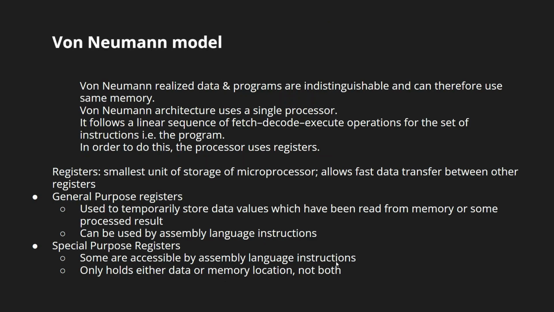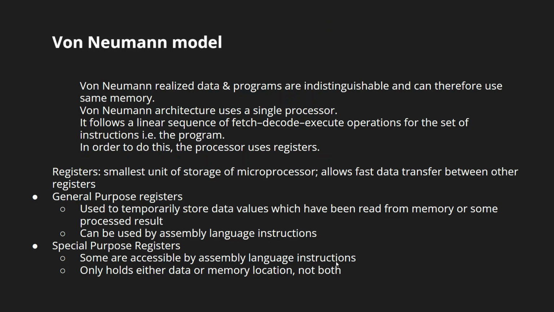Okay, let's start. The von Neumann model. The von Neumann model is based on when von Neumann realized that data and programs are indistinguishable and can therefore use the same memory. Von Neumann architecture uses a single processor. It follows a linear sequence of fetch, decode, execute operations for the set of instructions, i.e., the program.